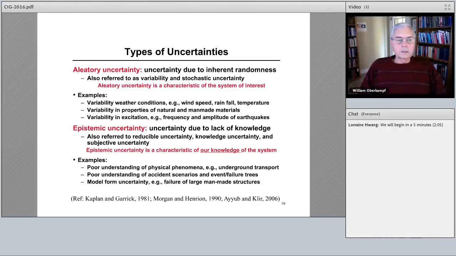Types of uncertainties. You may have heard some of these terms before. Aleatory uncertainties are uncertainty due to inherent randomness of the system or the environment. Sometimes it's called variability or stochastic uncertainty. And these aleatory uncertainties or variabilities, if you like, are characteristic of the system or of the environment. And I give different examples there. Wind speed, rainfall, natural variability in man-made or natural materials, those kinds of things.